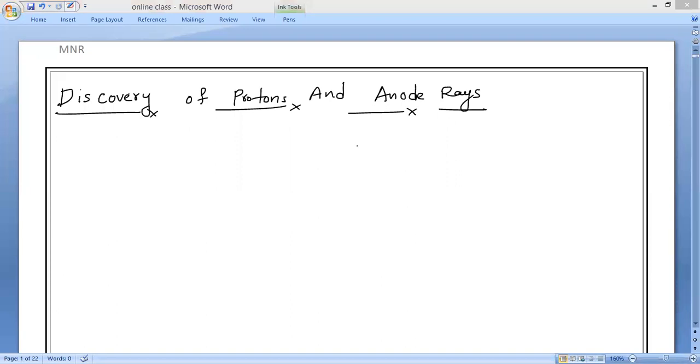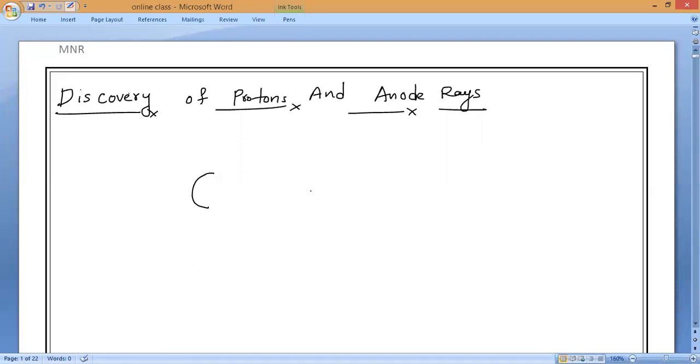Today's class we will see how the discovery of protons takes place, and anode rays. For this, we are going to take the same cathode tube, but only one change is happening. What is the change? Instead of a normal cathode, we are taking a separate kind of cathode, a perforated cathode.